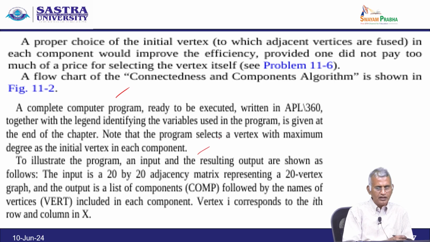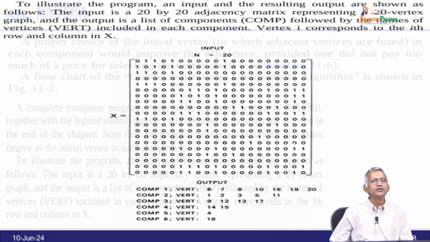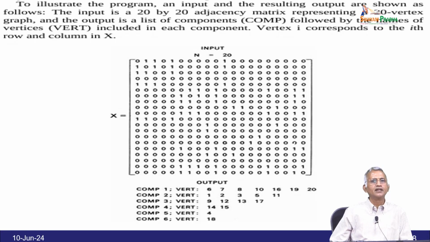Now, we have an example, an input and a resulting output, as shown in the flow chart. The input is a 20 by 20 adjacency matrix representing a 20-vertex graph. The output is a list of components followed by the names of the vertices included in each component. So, vertex i corresponds to the ith row and column in X. So, this is what we have to do. So, this is the example.